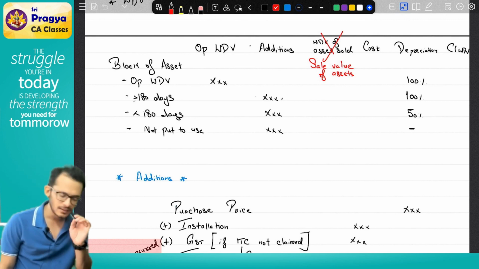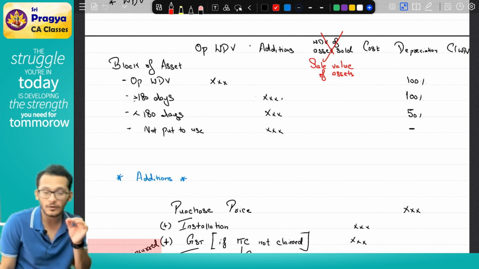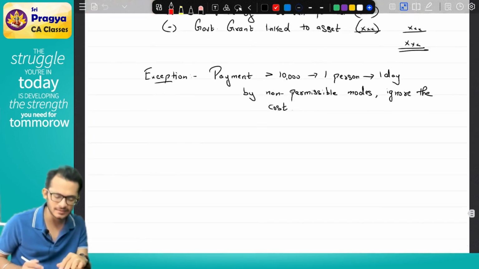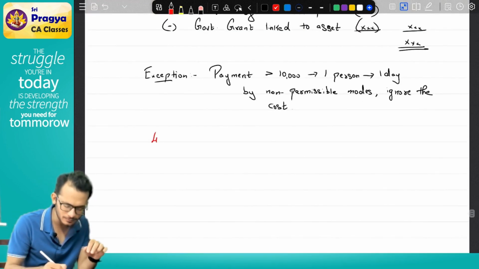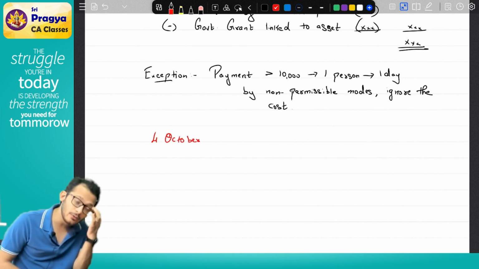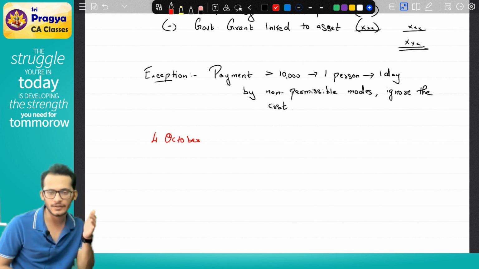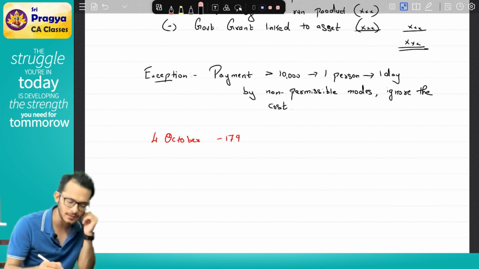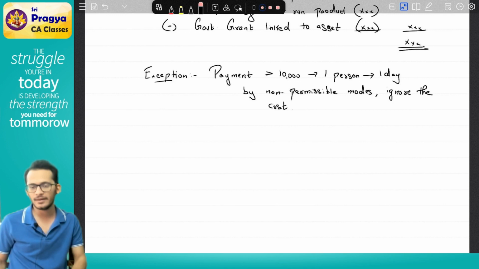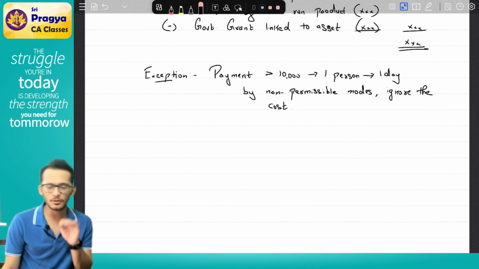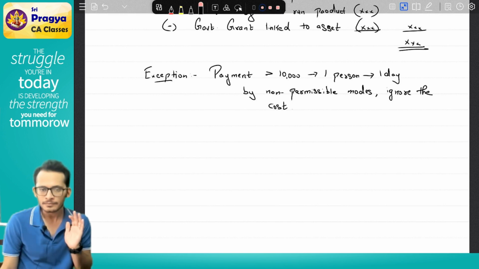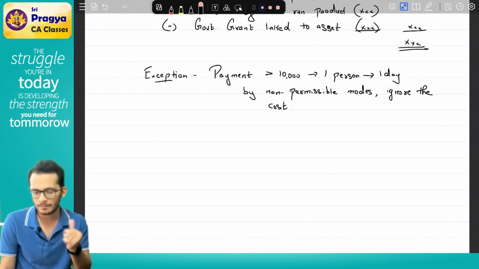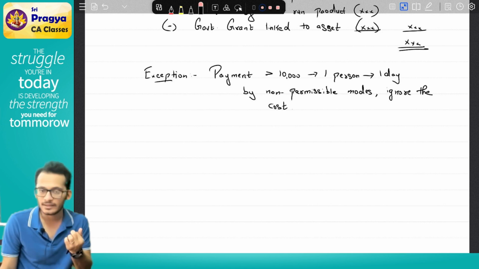Just for safekeeping, I also give you formulas and shortcuts. I told you it's 180 days. If you see, 180 days would come somewhere around 4th October, given that you are in a leap year. Meaning, if you put to use an asset on 4th October or later, it will come to 179 days, which is less than 180, and so you claim 50% depreciation. In simple words, if you put an asset to use on 3rd October and prior, it is called more than 180.